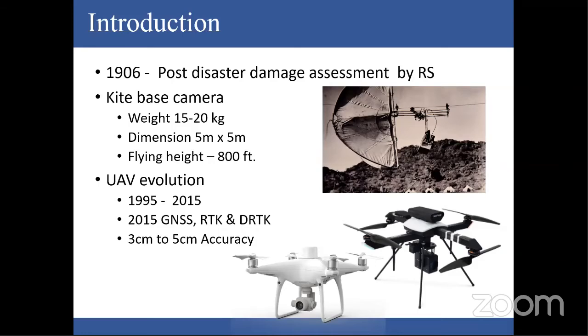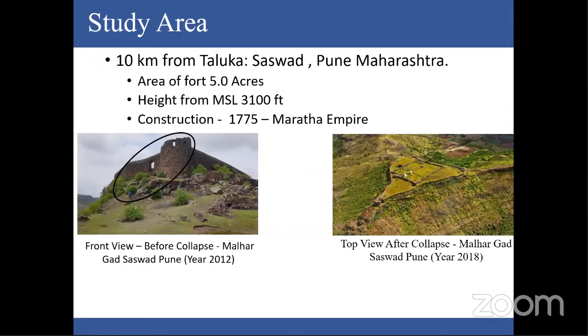So this is the first case study done using UAV, from 1995 to 2020-21, the UAV evolution. This case study area is about 5 acres, situated in Pune district in Maharashtra, India. The height from MSL is 3,100 feet, and it was constructed in 1775 in the Maratha Empire. The name Mallarghat is given from the god Mallar.